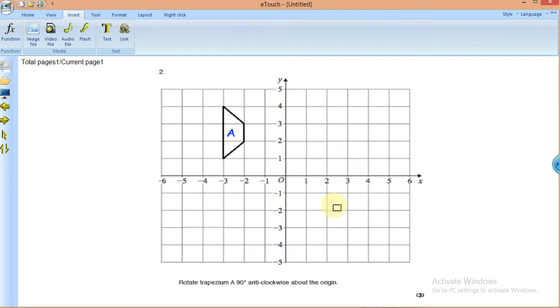In this tutorial, I'll be working on the IGCSE exam style transformation question. However, I will only concentrate on rotation questions. So let's take a look at the first question. Rotate trapezium A 90-degree anticlockwise about the origin.